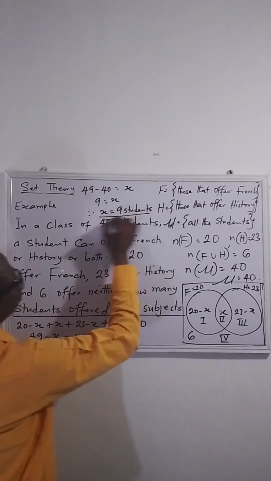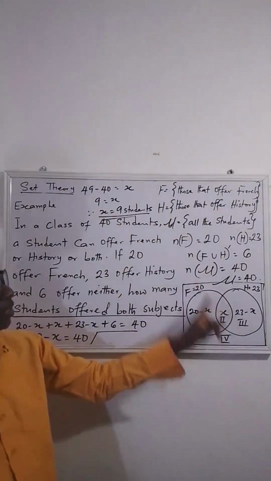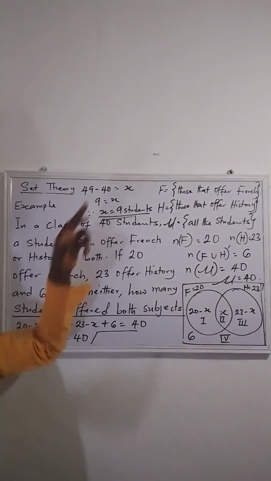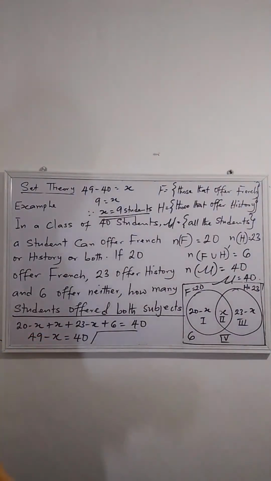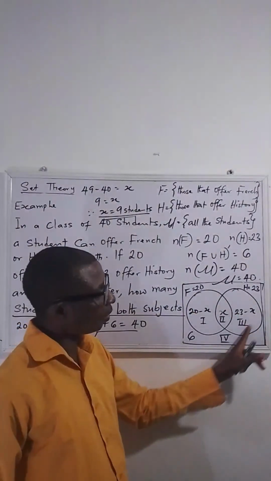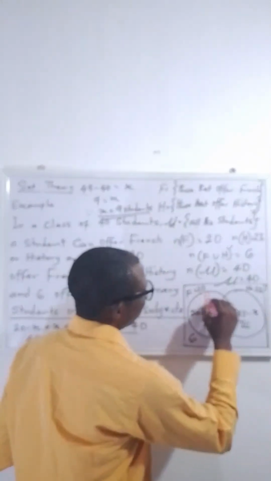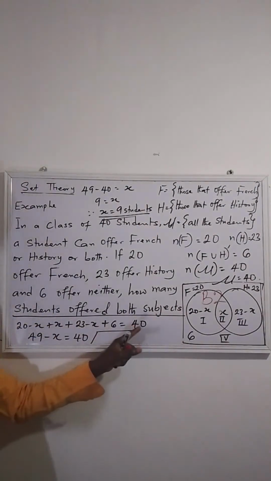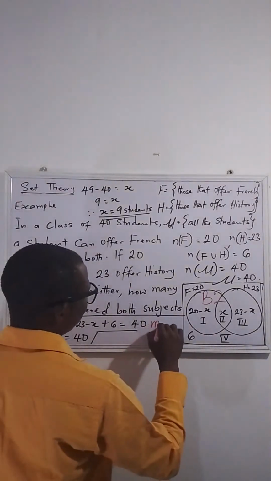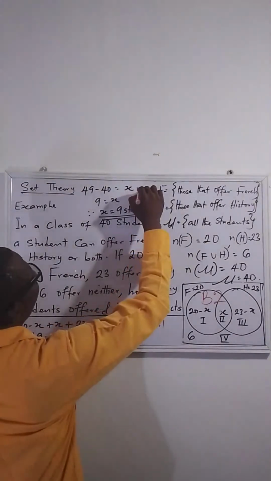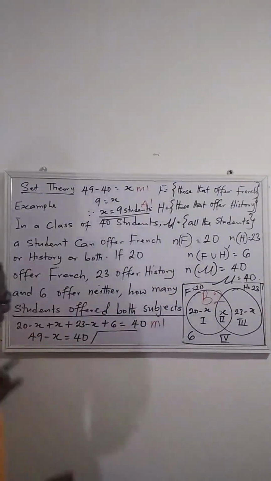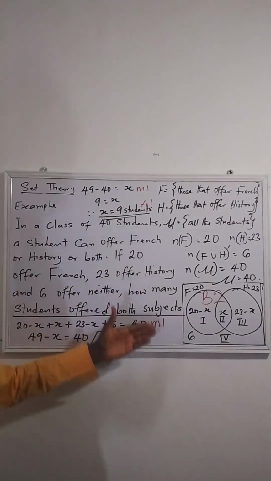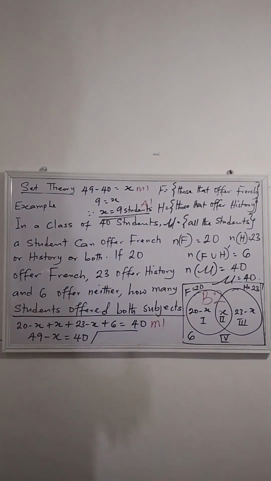So the answer to this problem is 9 students offer both subjects. Now, how do we award marks to this? For showing all these things correctly, there will be a mark too. For equating this to 40, we have M1. For solving, M1, and for getting the answer, A1. So what is the total mark? We have 5 marks all together. Alright, so that is the answer to this problem.